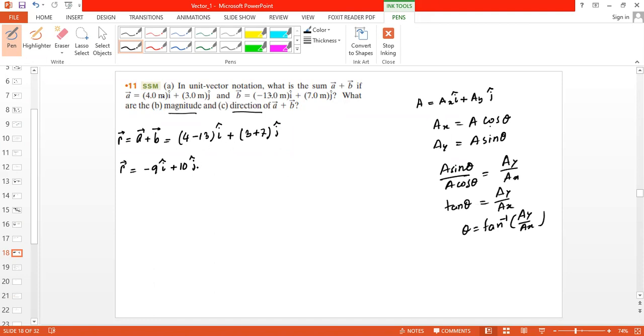So my y component is 10 and x component is minus 9. So theta equal to tan inverse 10 over 9. There should be a minus here as well.